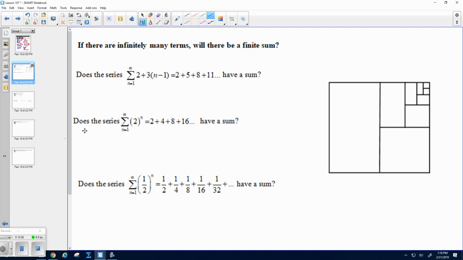If there are infinitely many terms, will there be a finite sum?